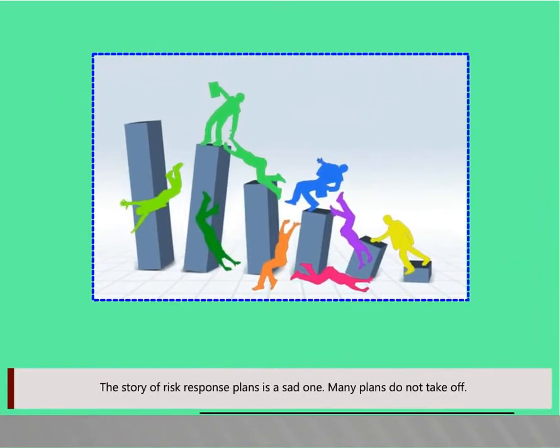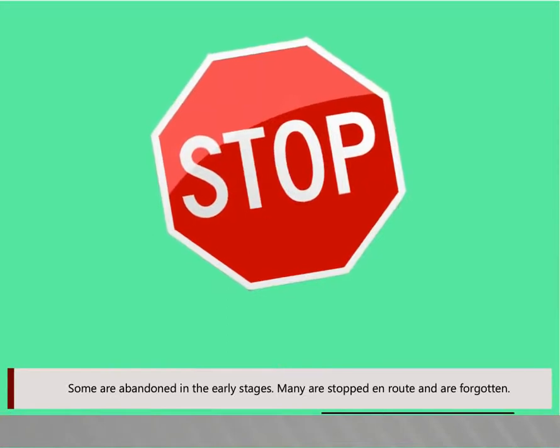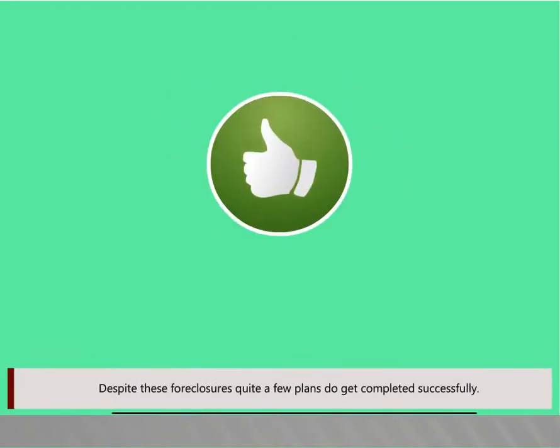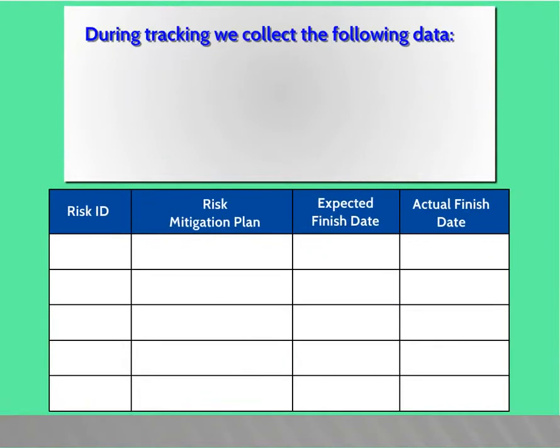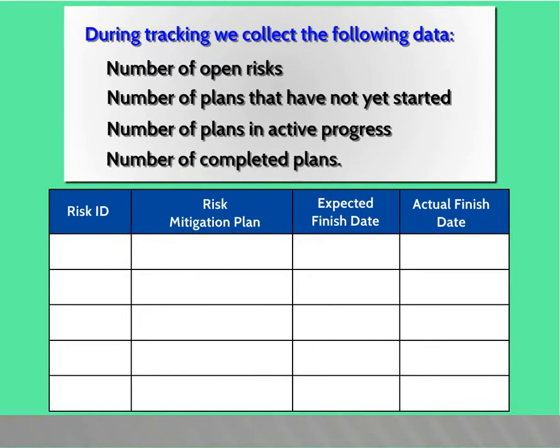The story of risk response plans is a sad one. Many plans do not take off. Some are abandoned in the early stages, many are stopped en route and/or forgotten. Despite these foreclosures, quite a few plans do get completed successfully. During tracking, we collect the following data: number of open risks, number of plans that have not yet started, number of plans in active progress, number of completed plans.